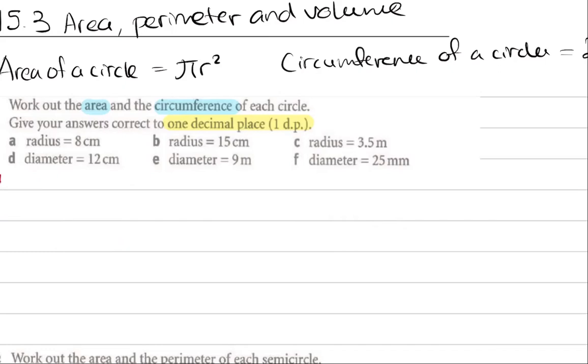D. Okay, D is a little bit different. Diameter is 12, so we need to find the radius. 2 radius is equal to 1 diameter, so radius is equal to diameter divided by 2. 6. Circumference, 2 pi 6. Area, pi 6 squared. Type it in your calculator.